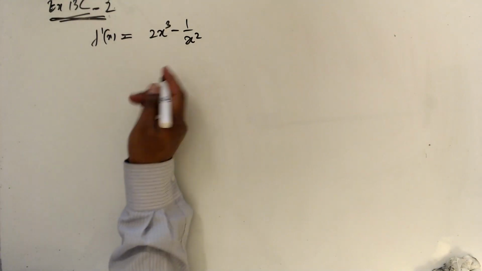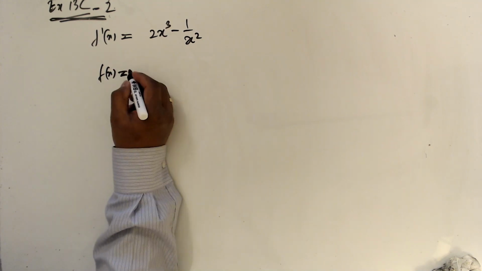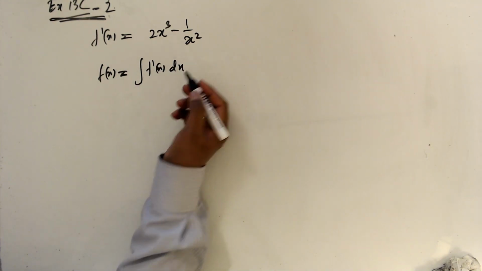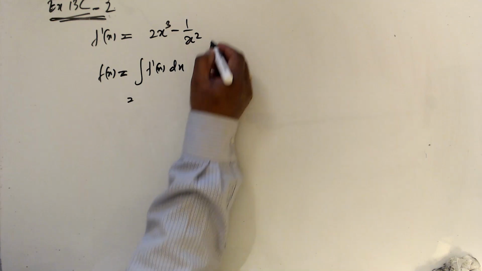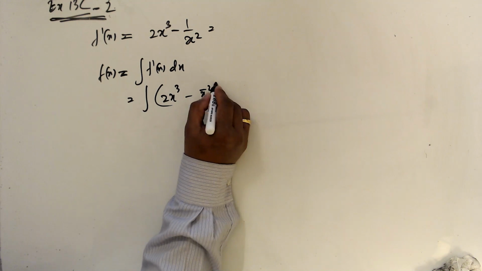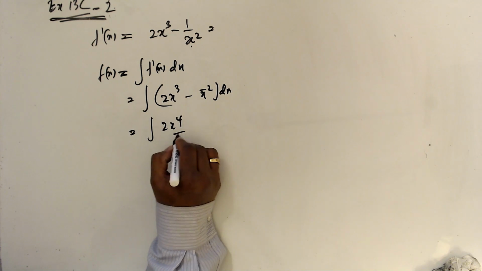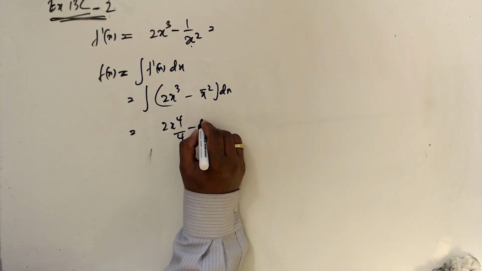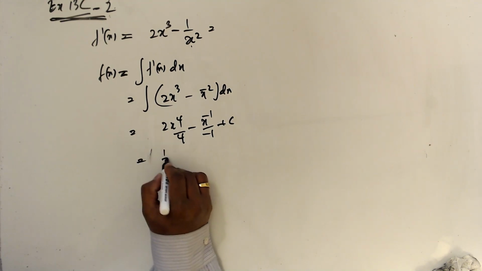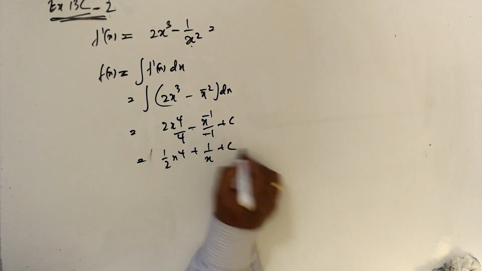Question number 2. We need to find the curve as usual. So we need to find f(x), so we have to integrate f'(x). So this is the integral of 2x^3 minus x^(-2) dx. So this is 2x^4 over 4 minus x^(-1) over minus 1 plus c. So this is half x^4 plus 1 over x plus c.